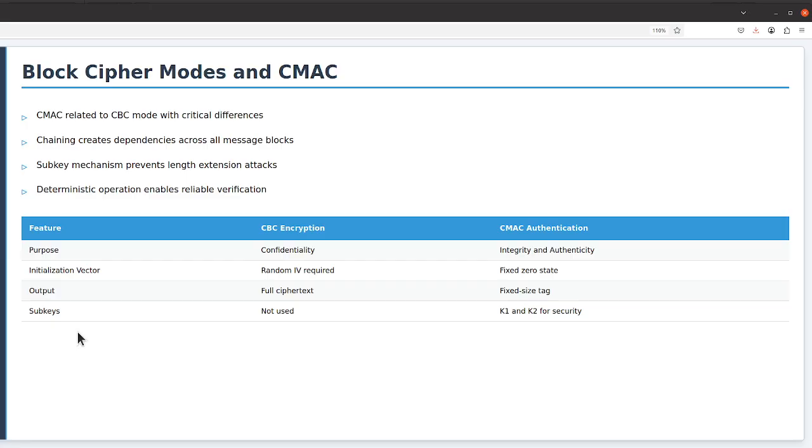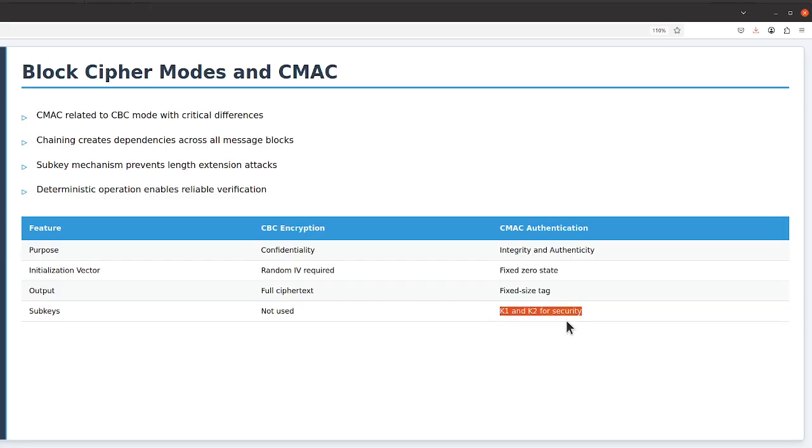CMAC is actually related to CBC mode, which stands for cipher block chaining. In CBC mode for encryption, each plaintext block is XOR'd with the previous ciphertext block before encryption. CMAC follows a similar pattern but with crucial differences. In CMAC, we're not encrypting the message itself, we're creating an authentication chain. The chaining ensures that the final output depends on every single bit of the input message in a cryptographically strong way. What makes CMAC different from just using CBC mode directly is the subkey mechanism for the final block.